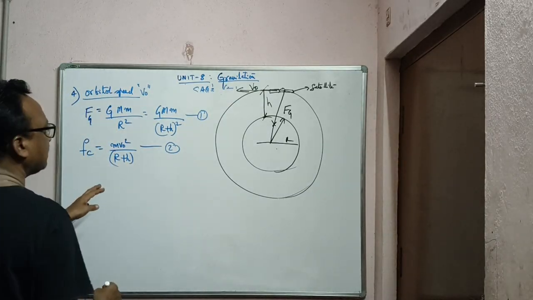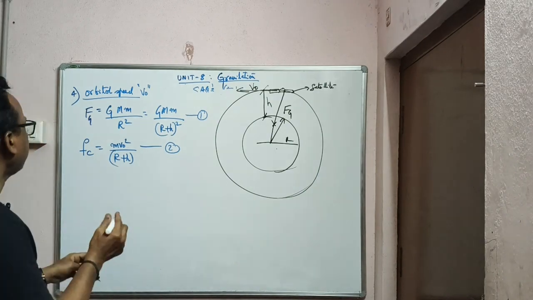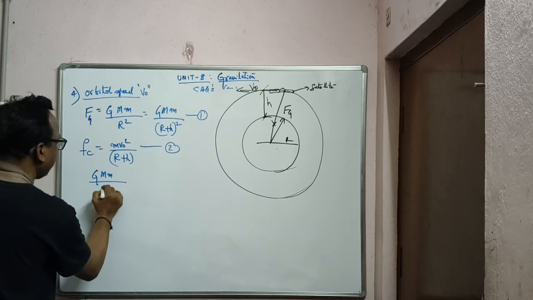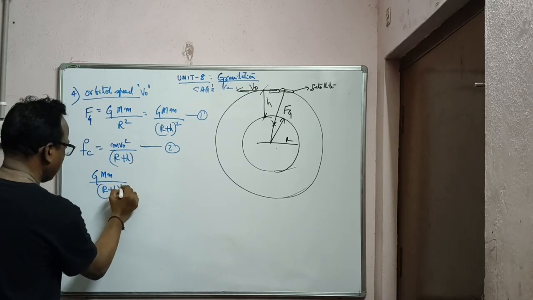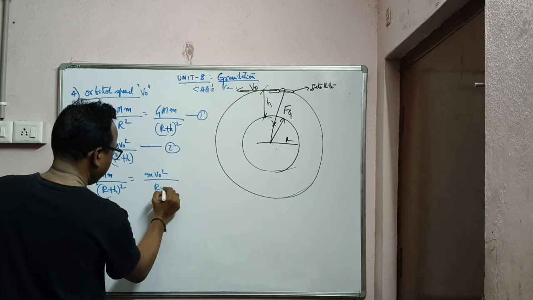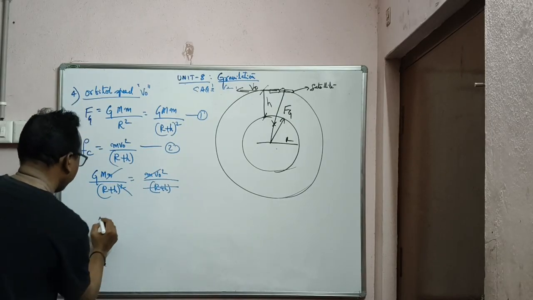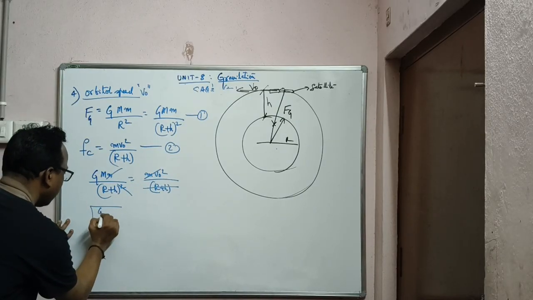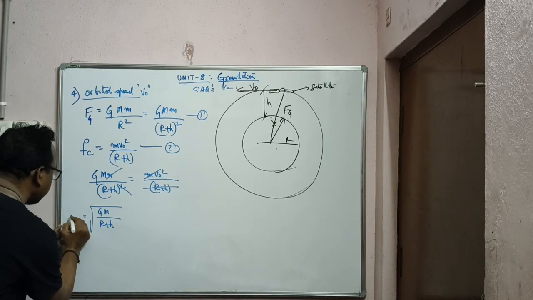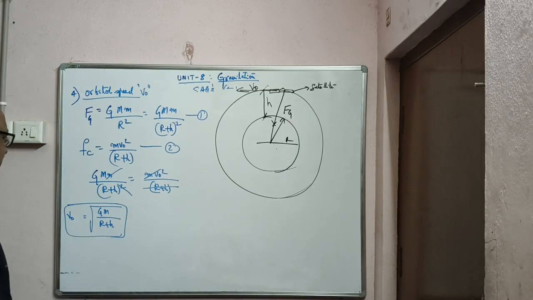Okay? When the forces are equal, it is protected from falling inside. So therefore G M m by r plus h whole square is equal to m v0 square by r plus h. One r plus h cancels, m cancels, therefore root over capital G capital M by r plus h is equal to v0. So this is the orbital speed for the satellite.